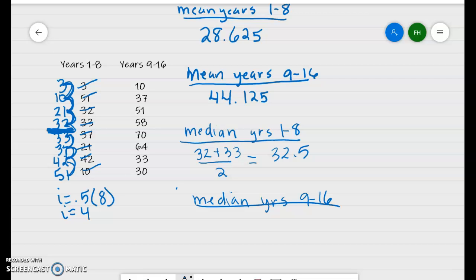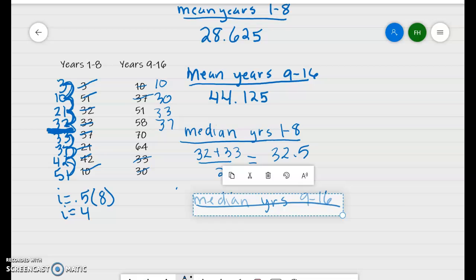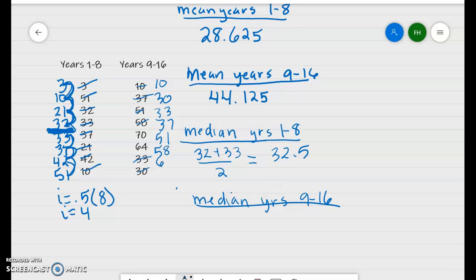Okay, for years 9 through 16, our order would be 10, then 30, then 33, 37, 51, 58, 64, and then 70. So our middle would be 1, 2, 3, 1, 2, 3. Make sure I didn't leave anything off. 10, 30, 33, 37, 51, 58.